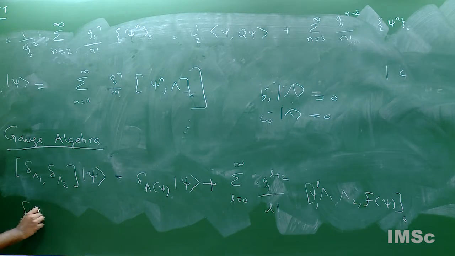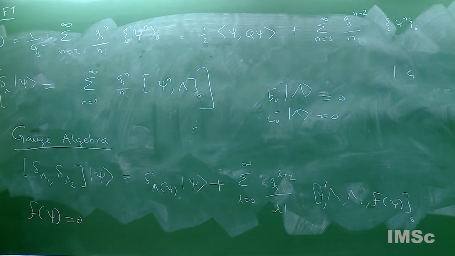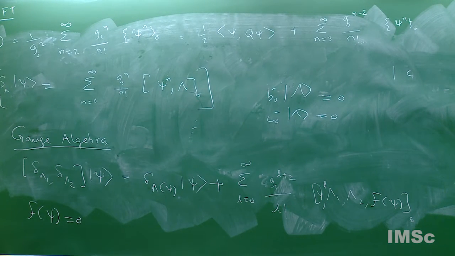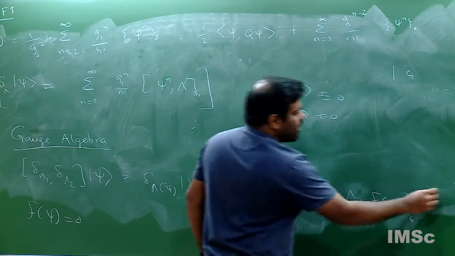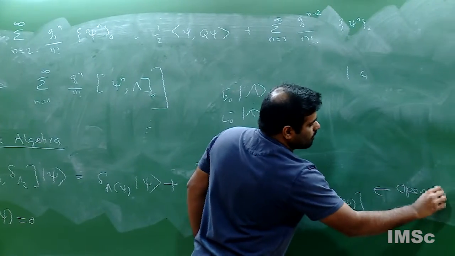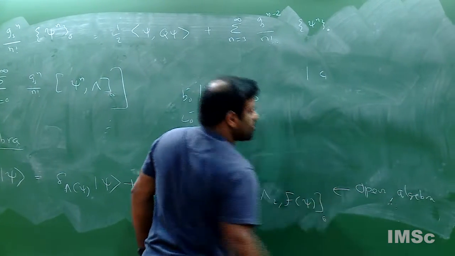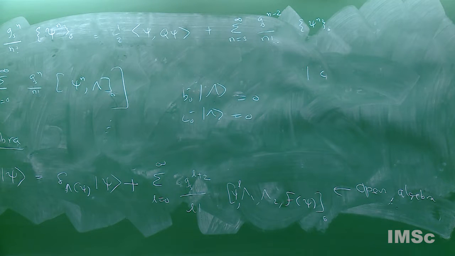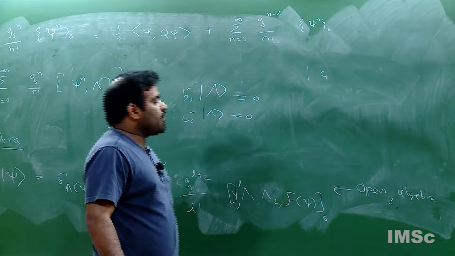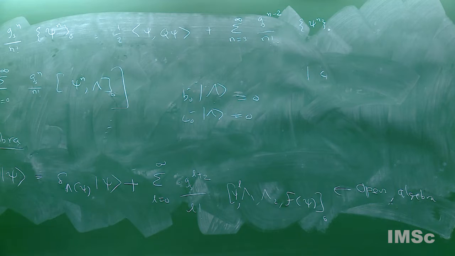F of psi equal to 0 is the equation of motion at classical level. So what you see is that the gauge algebra for string field theory is actually an open algebra. That means it won't close unless you use the equation of motion. So it's an open algebra which has a piece proportional to its equation of motion. So that means quantization of string field theory really requires BV formalism.